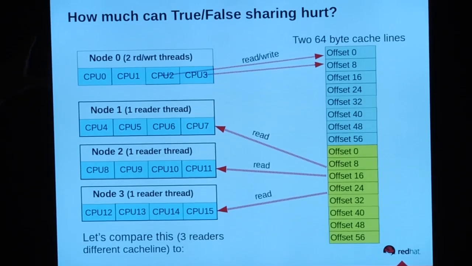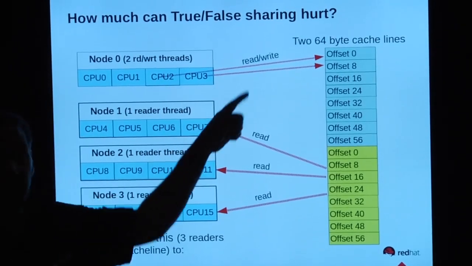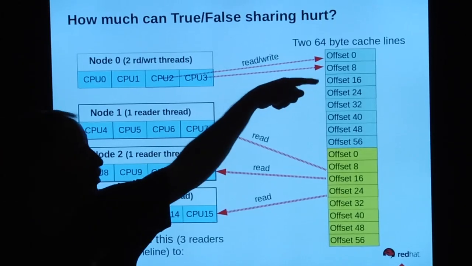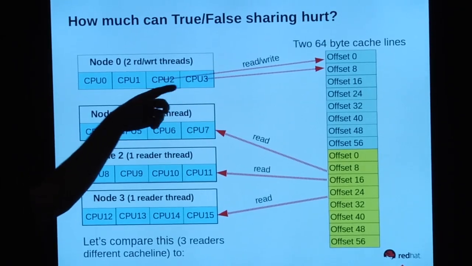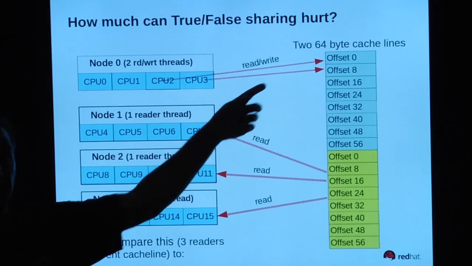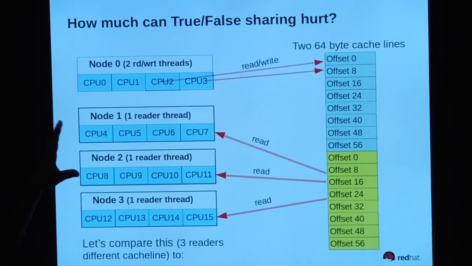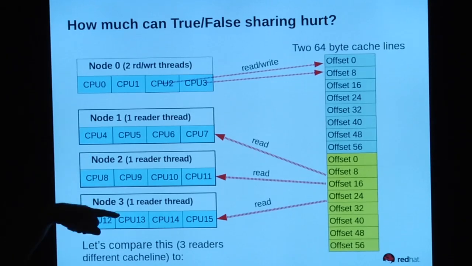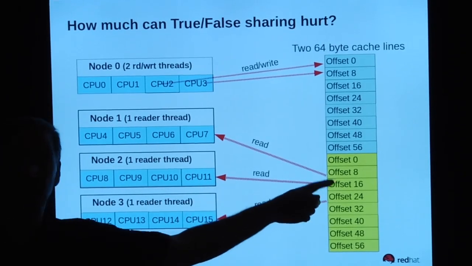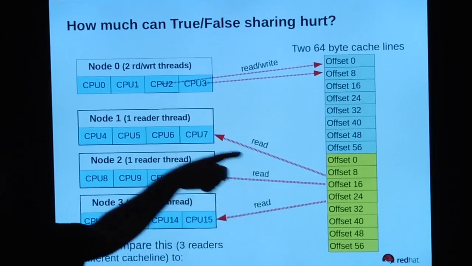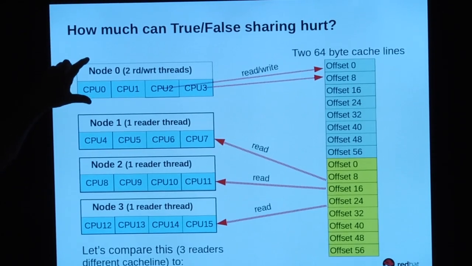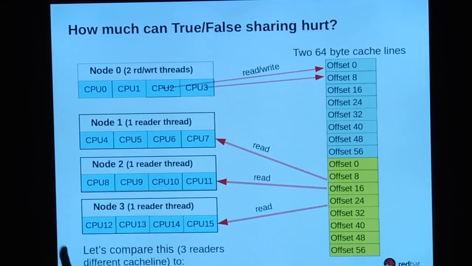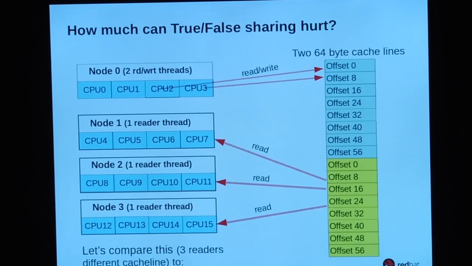On node 0, I took 2 processes that continuously modified their own location in memory. On one CPU, we modified offset 0. On another CPU, offset 8. And to start out, we had 3 other nodes just continuously reading from this cache line. And we computed how long it would take for these 2 threads to go through a loop 200 million times.